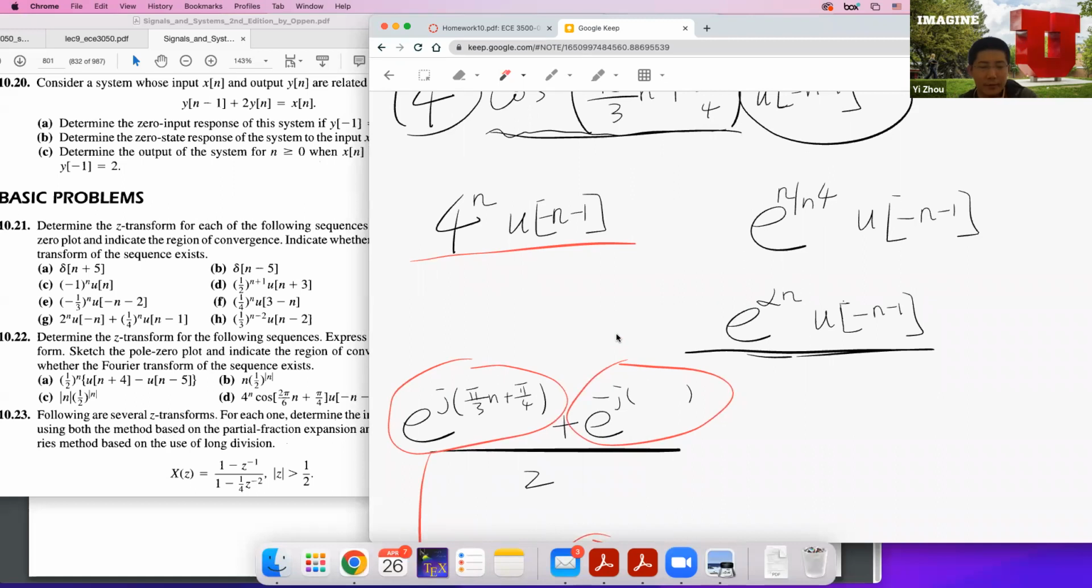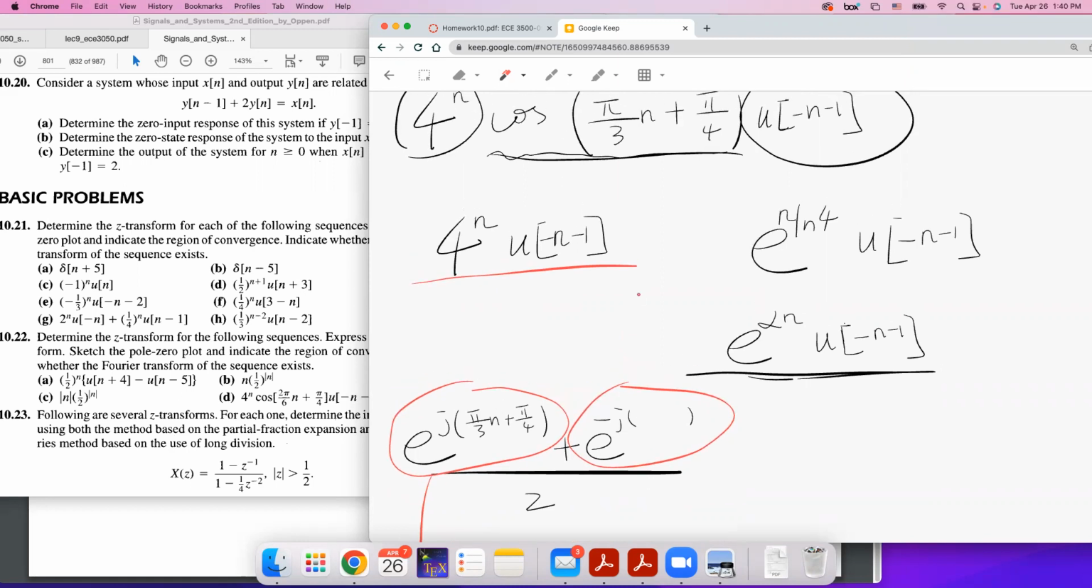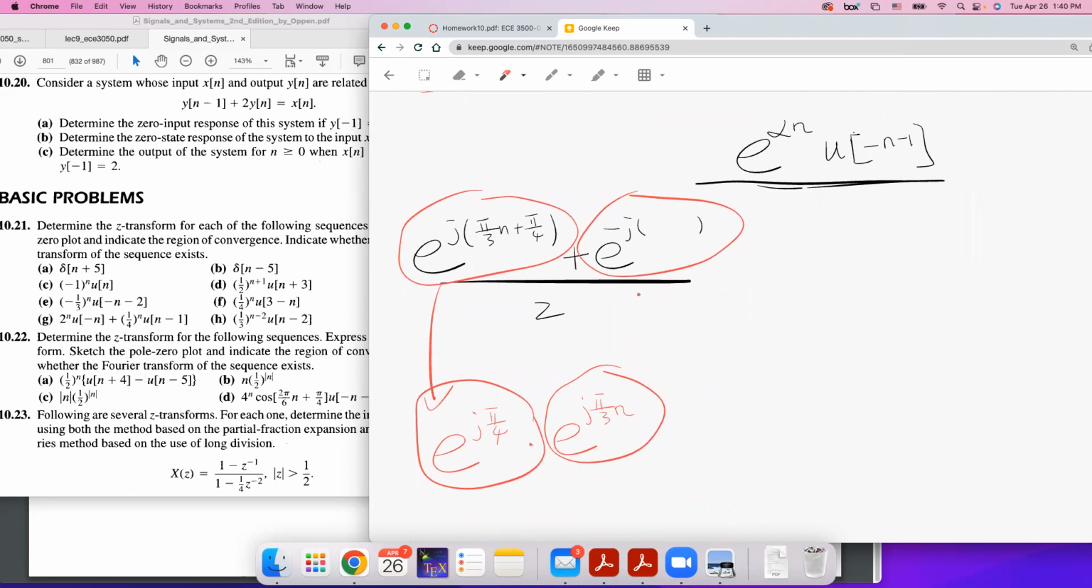Okay, is this clear? Sort of. I got to the e to the j, like I have this over 2. I understand what you're doing there. How do you separate the... what happened to the other, or the real part?